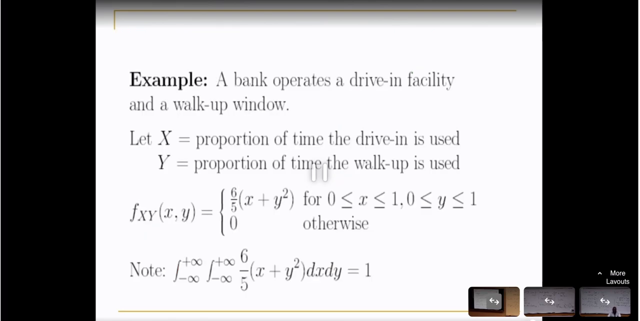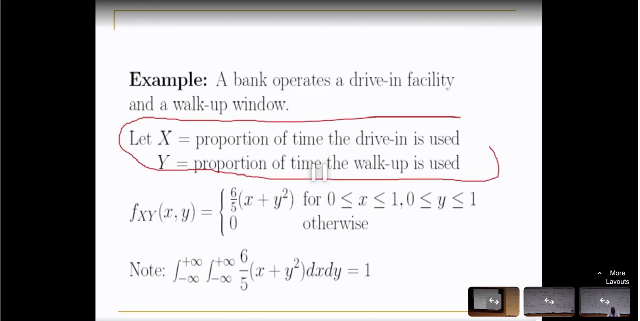A bank operates a drive-in facility and a walk-up window. The two of them should be random variables because at different times the number of customers that walk in varies and the number of customers that use the drive-in facility also varies. We can view this as working with continuous random variables. Take a look at X, the proportion of time the drive-in is used. Y, the proportion of time the walk-up is used.